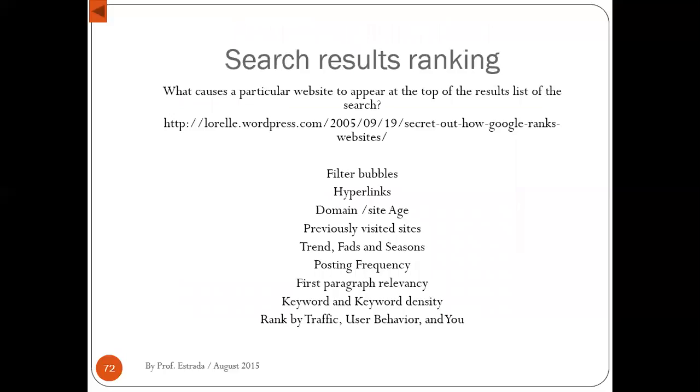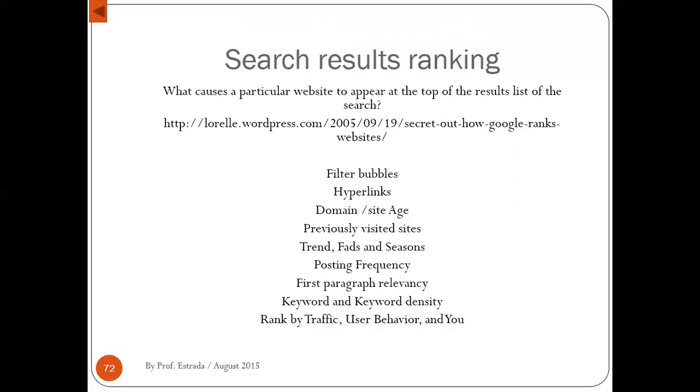The next topic that I would like to cover in this lecture is the one that has to do with what causes specific results to be displayed at the top of the list when you do a search. This is called ranking. The more popular a website is, the more of a chance that the website will appear at the top of the list in a search. The way a website becomes popular is by having many other websites point to it through hyperlinks.